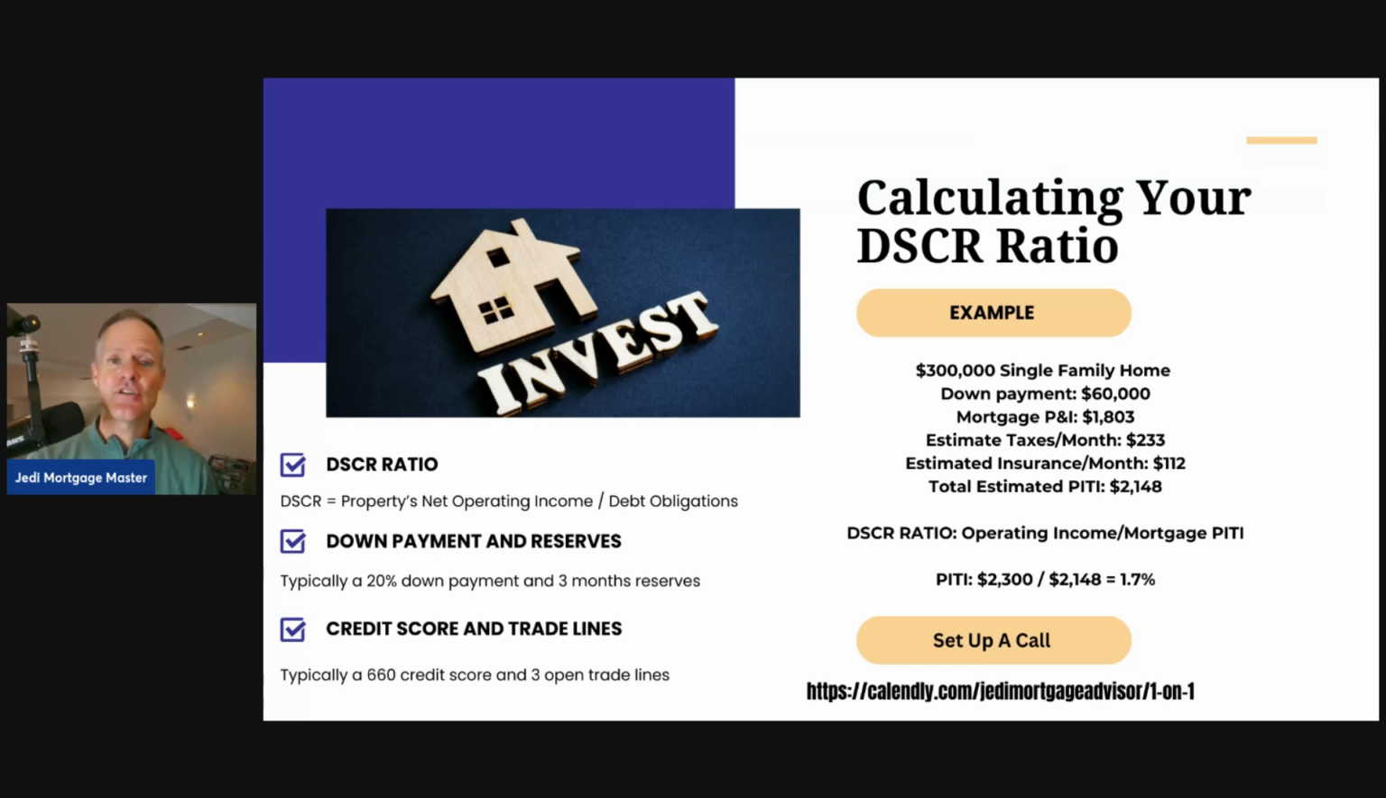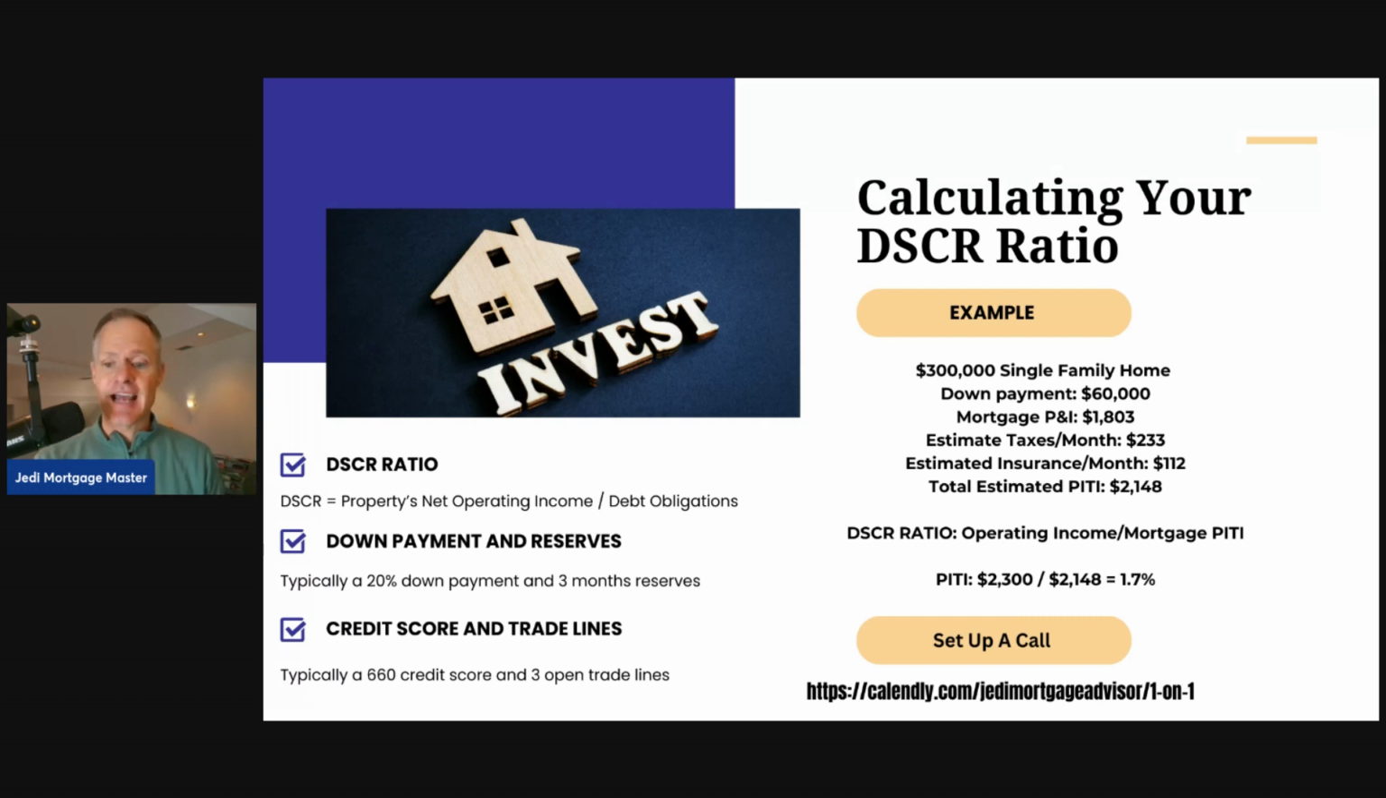This is calculating your DSCR ratio. So we're going to take an example of a $300,000 single family home. That's a 20% down payment, so that's $60,000. The mortgage on that property with today's rates would be about $1,803. So that's the mortgage payment. We call that the principal and interest. One thing to note, sometimes on a DSCR loan, you could use an interest only calculator and interest only payment. So that would be reduced a little bit, maybe down to about 1,700.